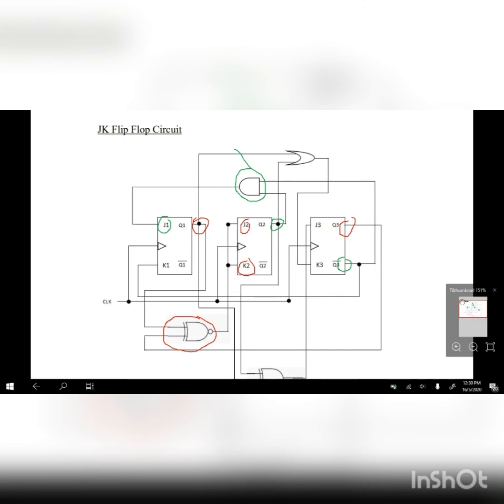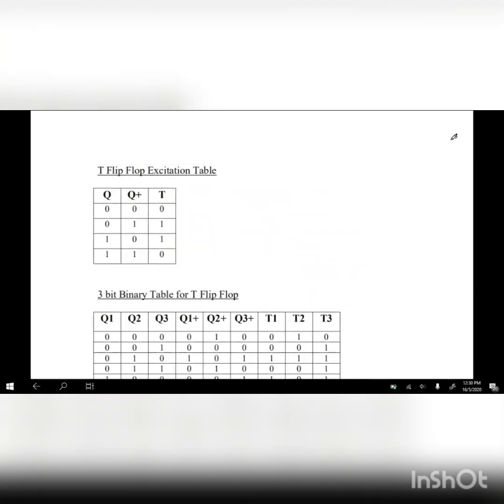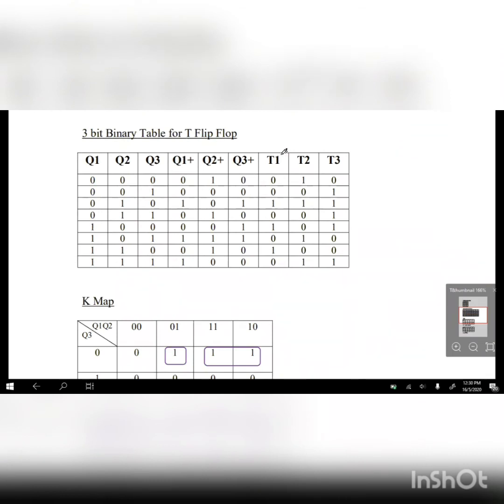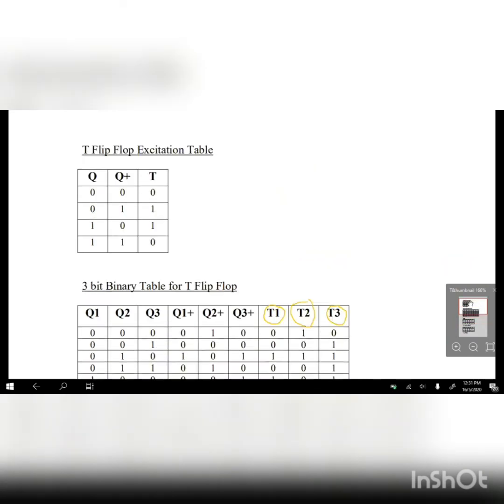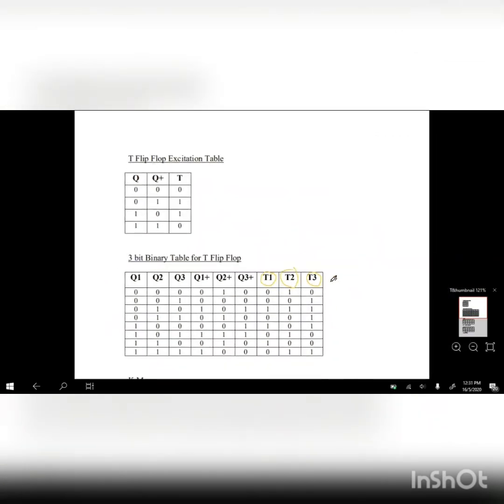So this is your JK flip-flop. According to the K-map, you build this JK flip-flop. Now let's look at the T flip-flop. The process is the same, except you should be careful with your inputs, because JK has 2 inputs but T has only 1. So you only do T1, T2, and T3. According to the T flip-flop excitation table, you fill up T1, T2, T3. For example, 0, 0 means 0. For Q1, you look at Q1 plus and fill up T1. That is your T flip-flop excitation table.